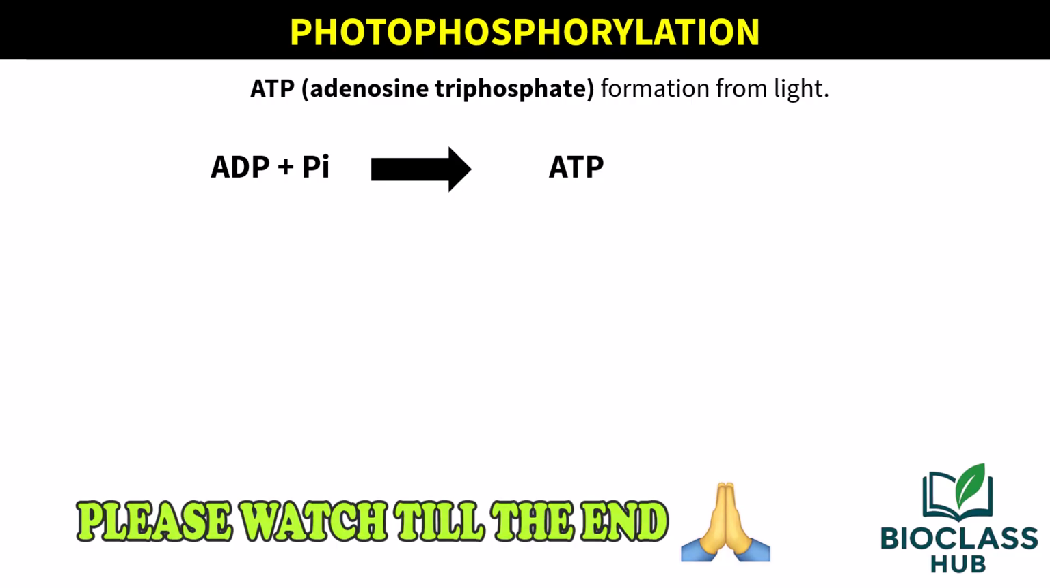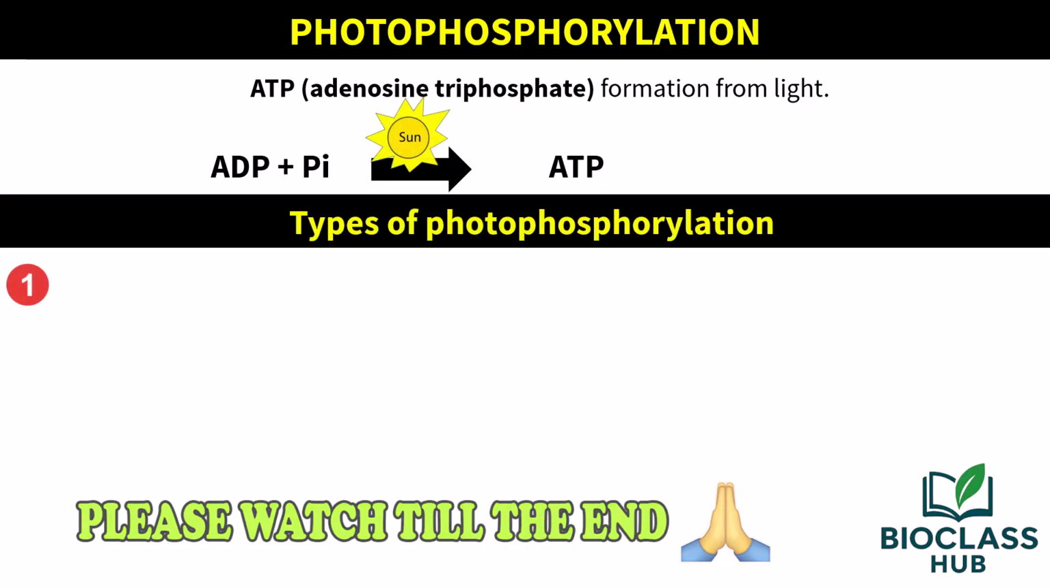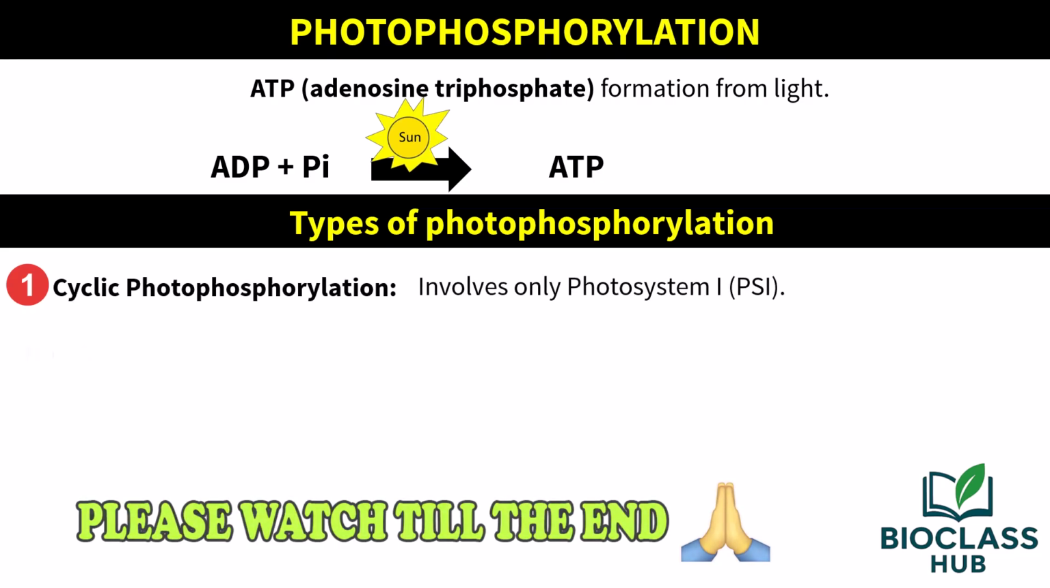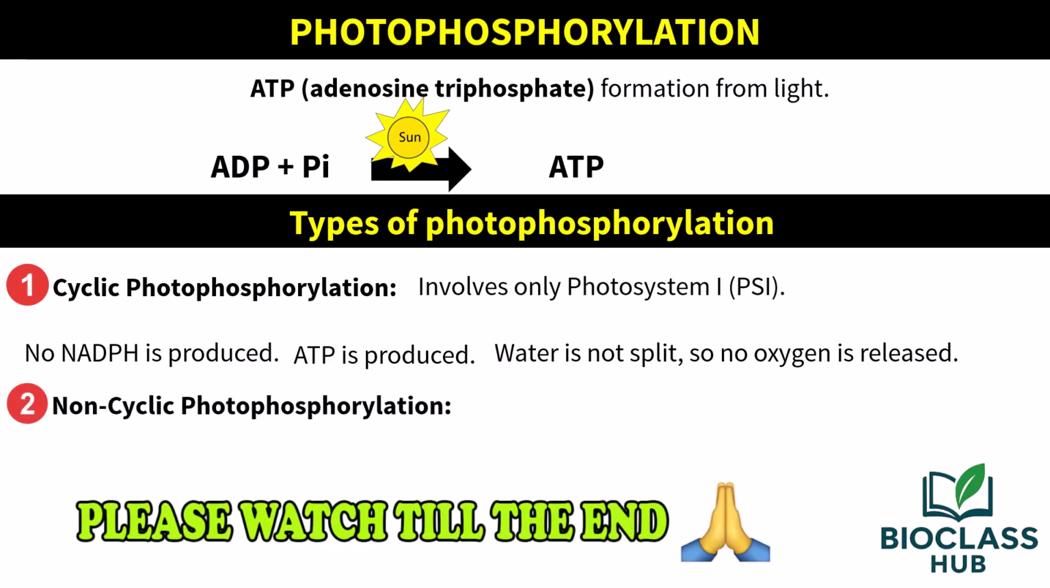Types of photophosphorylation. Cyclic photophosphorylation involves only Photosystem I. No NADPH is produced. ATP is produced. Water is not split, so no oxygen is released. It occurs when oxidized NADP is not available.